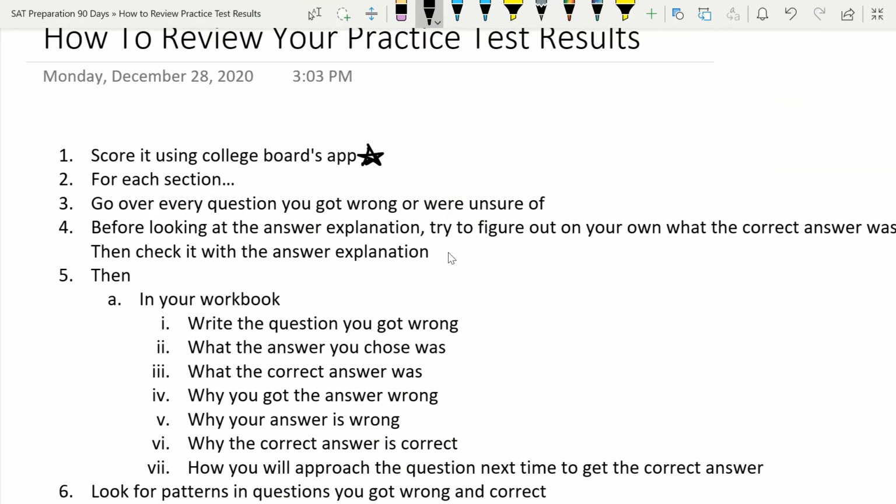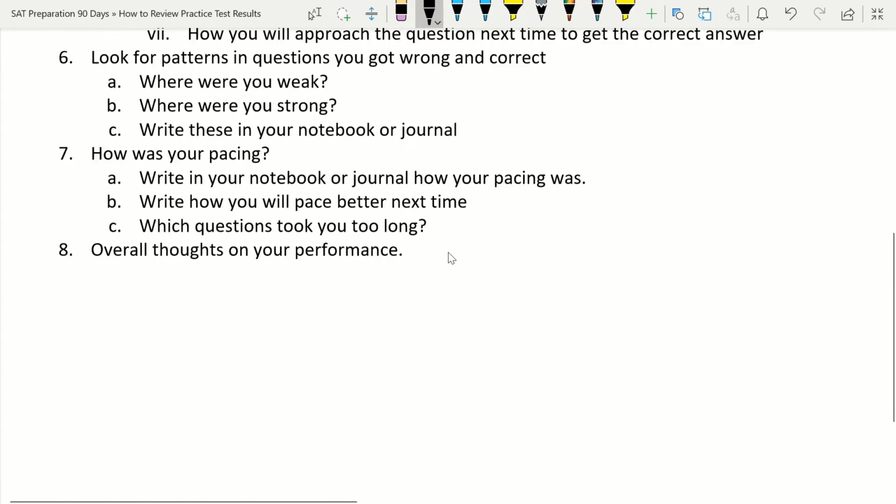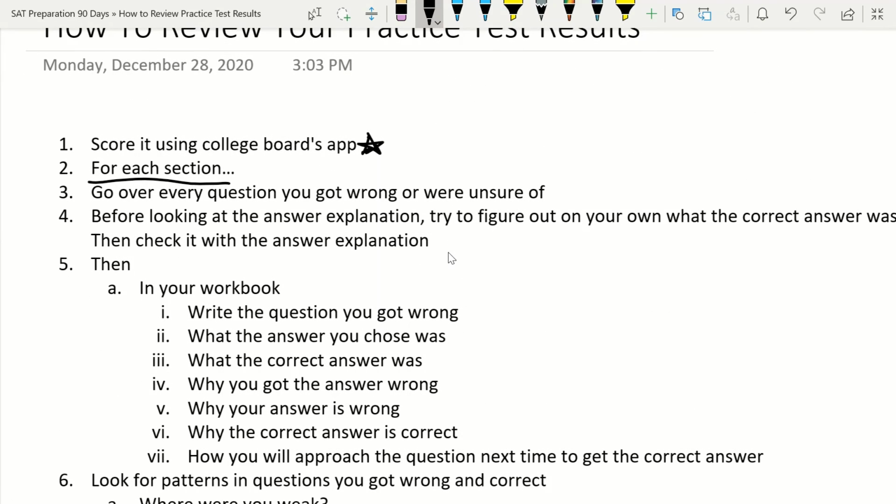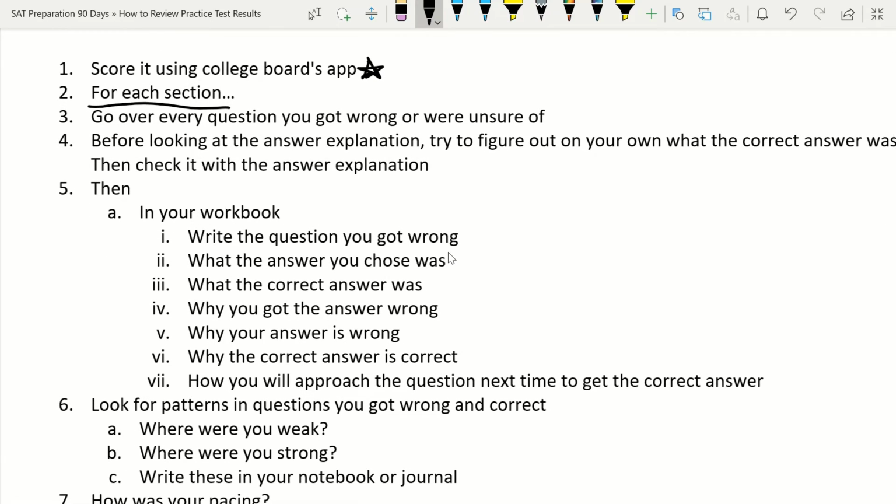So step 2 is going to be for each section, you're going to do the following, right? So the following 3 through 8, you're going to do for each section individually. So you're going to have one for the reading section, one for the writing and language section, one for the math no calculator section, and one for the math with calculator section.